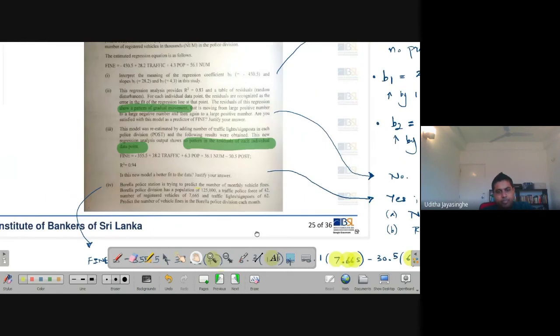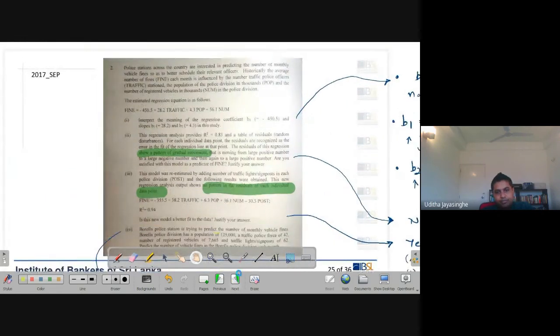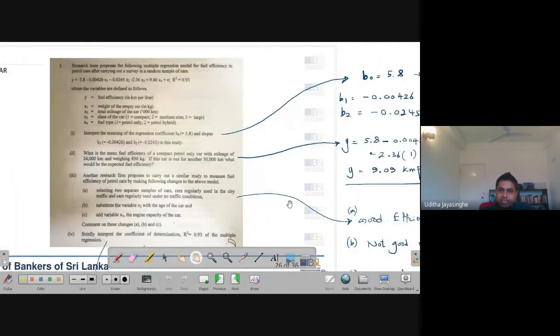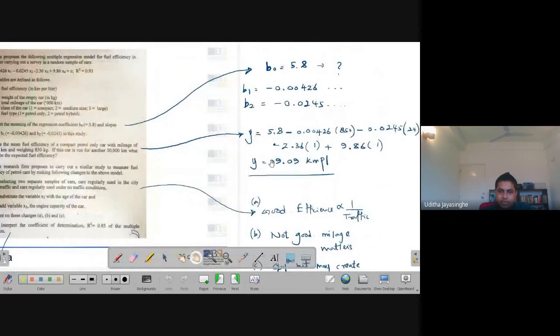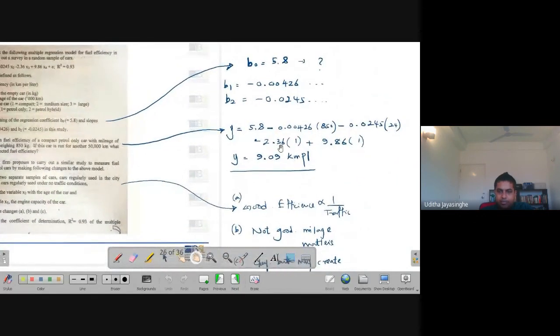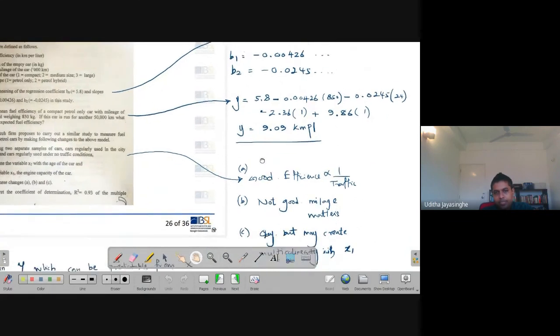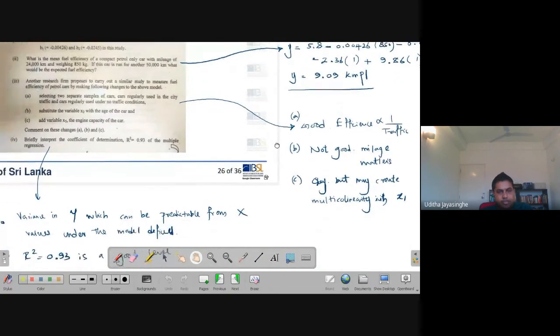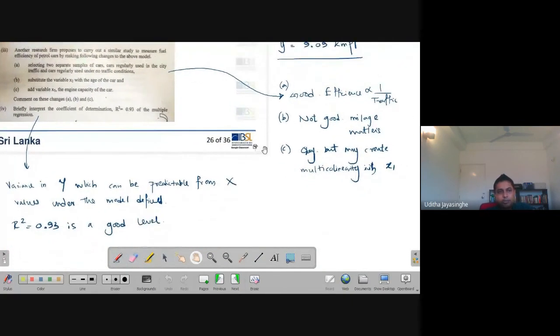So it's a repeating style of a question. So again, 17 March, a repeating style of a question. You can do the interpretation, you can apply the equation and calculate the average efficiency. I'm getting an answer of 9.09. Then there are some more variables being added into the picture. You can comment on whether it's good or not good. Let me pick a couple of ones since it is something new.